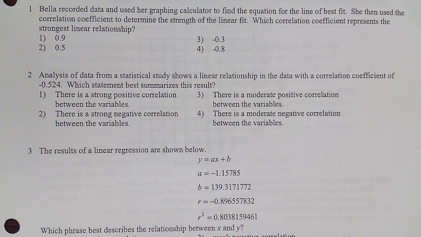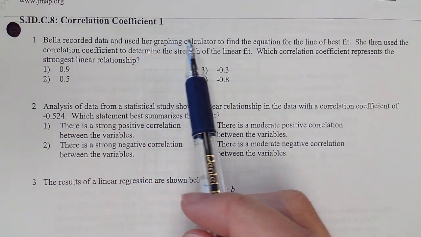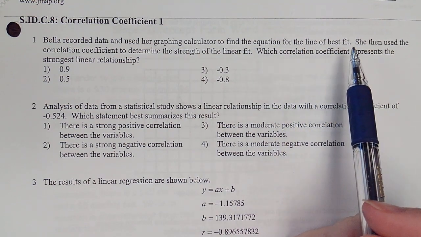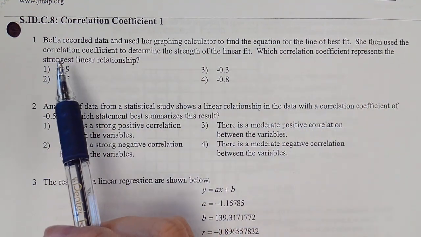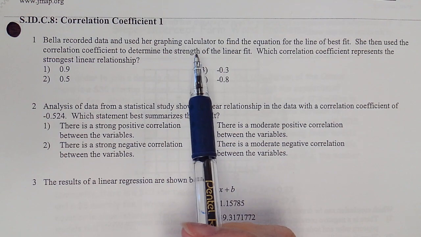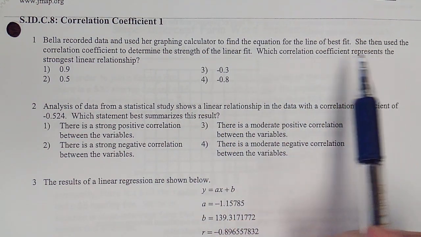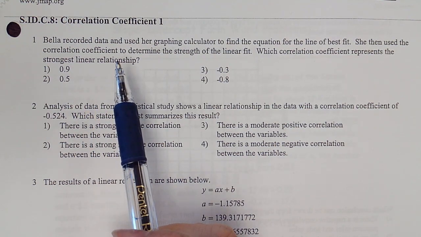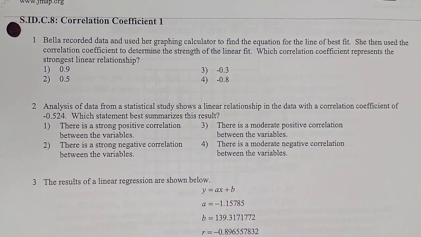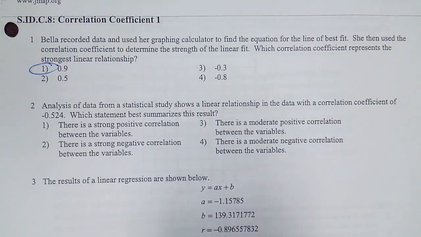Bella recorded data and used her graphing calculator to find the equation of the line of best fit. She then used the correlation coefficient to determine the strength of the linear fit. Which correlation coefficient represents the strongest linear relation? Logan: 0.9, that's right. The closer to 1, the stronger the linear relation.